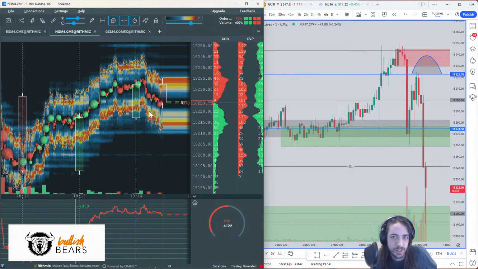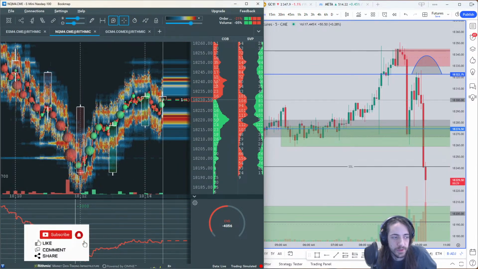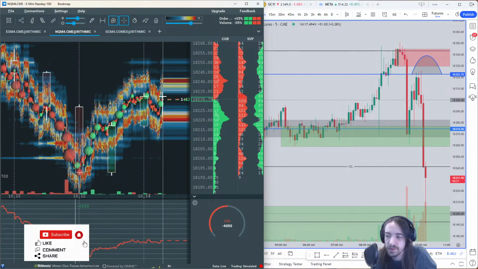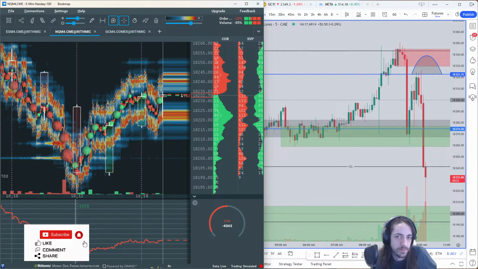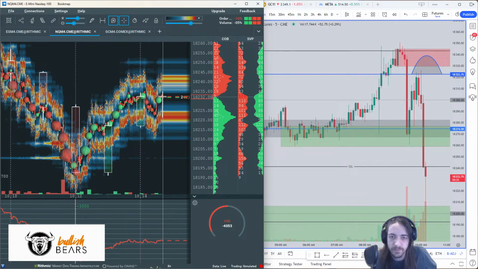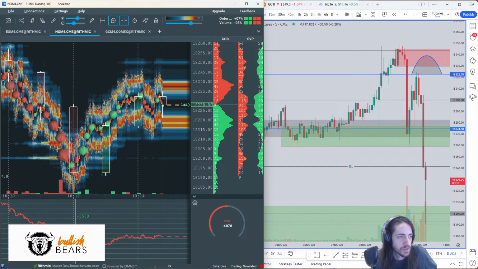Time slices, what are we at? Let's check the 5-minute. Yeah, I might grab some longs thinking that we're going to crush these shorts. Let's see. I'm going to wait. Let's see how this 5 closes.